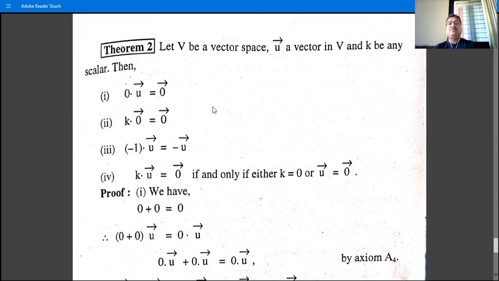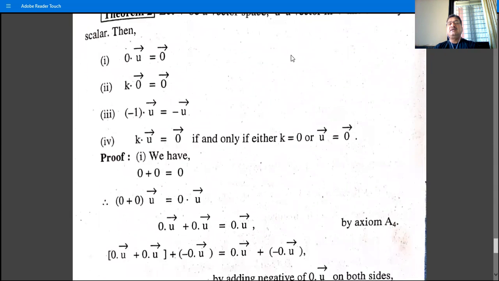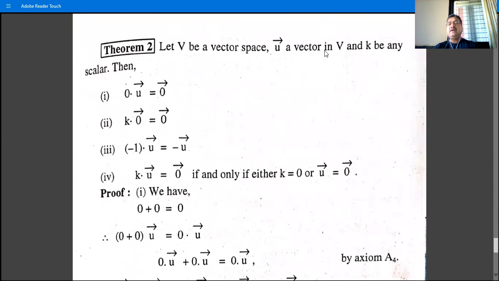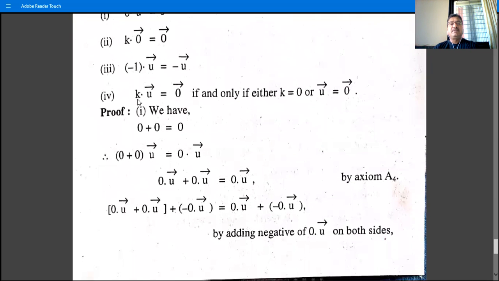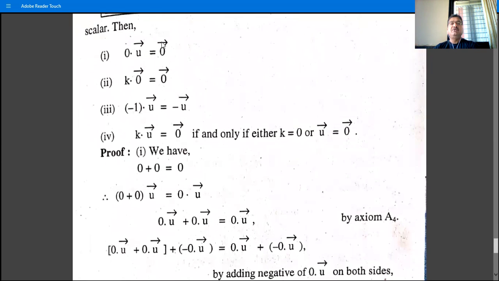Some properties of vector spaces. V is a vector space, and U bar is a vector in V, that is, an element of the vector space V, and K is any scalar. Then we have to prove: 0 times U bar is 0 bar. K times 0 bar is 0 bar. Minus 1 times U bar is minus U bar. K U bar is 0 bar if and only if K is equal to 0 or U bar is equal to 0. So first, the proof of the first, 0 times U bar.